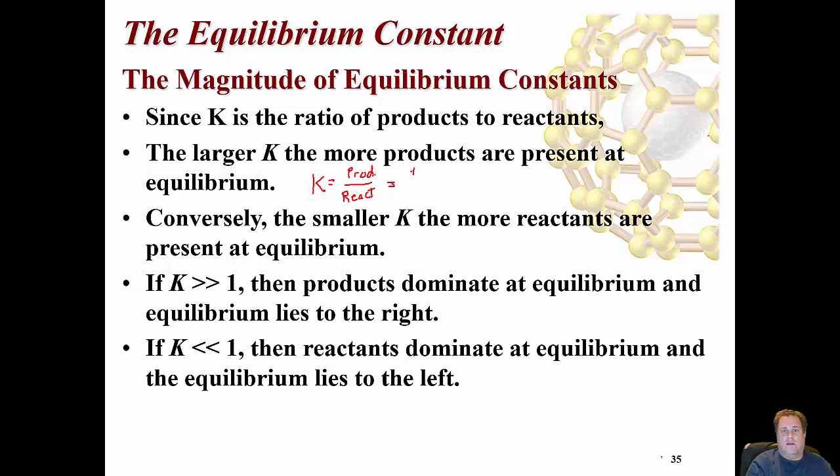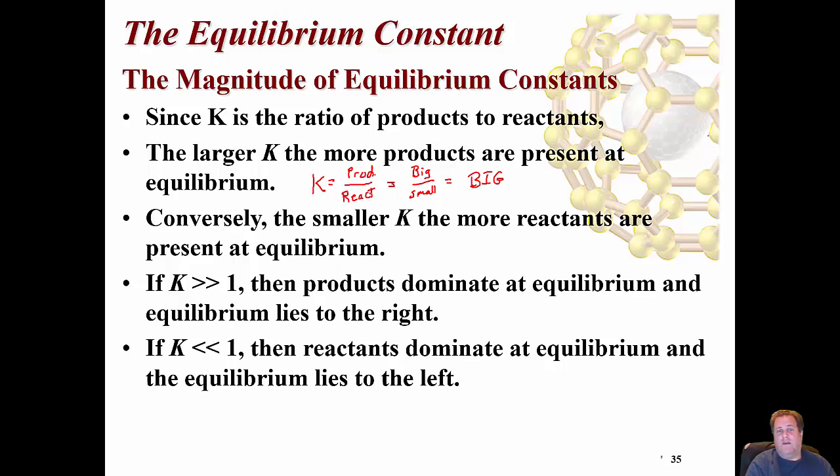If products is really big and the reactants are really small, and they don't even have to be that small, but right, this is going to give us a big K value. Right? So if the products are big, it means we got a lot more product than reactants.